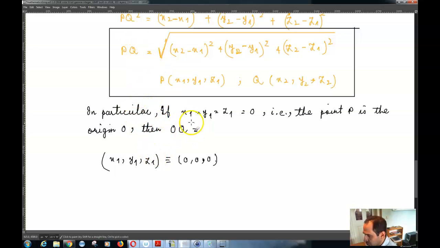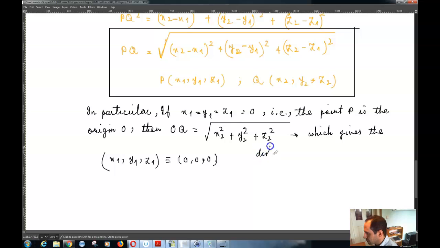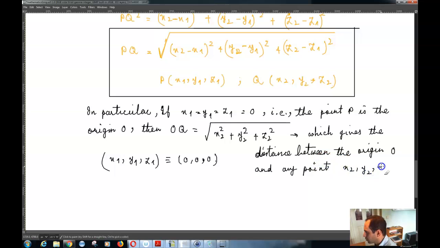this becomes OQ. It would be the square root of x2 squared plus y2 squared plus z2 squared, which gives the distance between the origin O and any point x2, y2, z2.